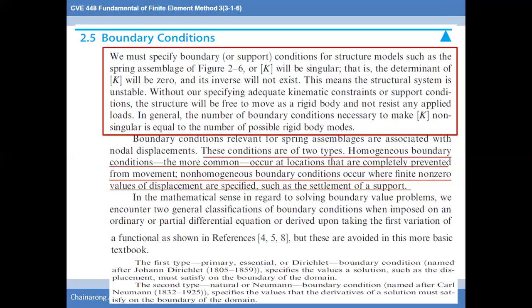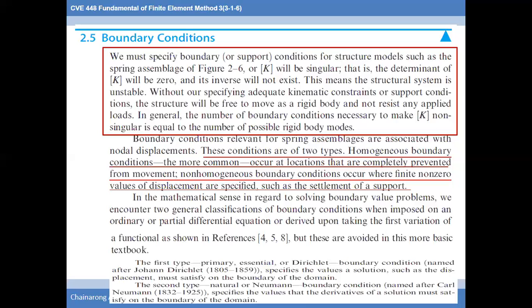The other one is the non-homogeneous boundary condition. It occurs when a finite non-zero value of displacement is specified. For example, the support has a settlement, so the support has a motion, it moves according to the settlement. So the displacement at that support is not equal to 0. It has a value.